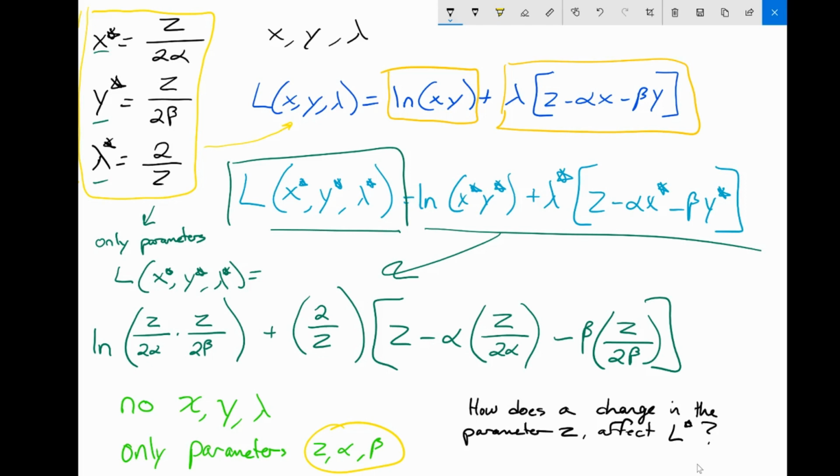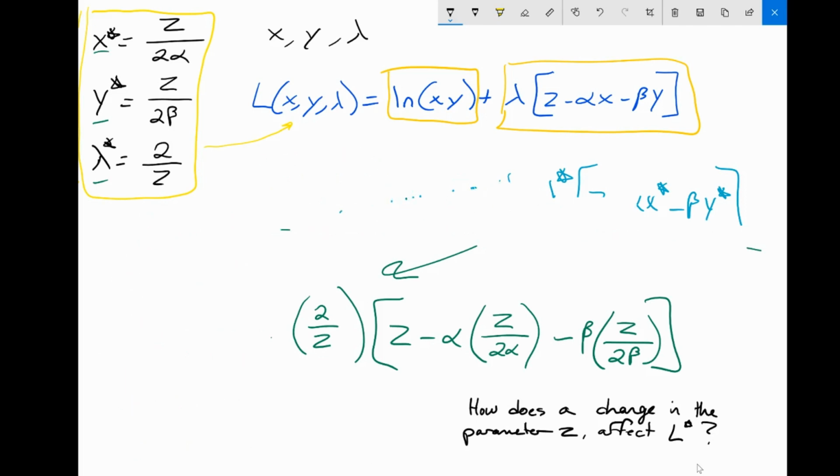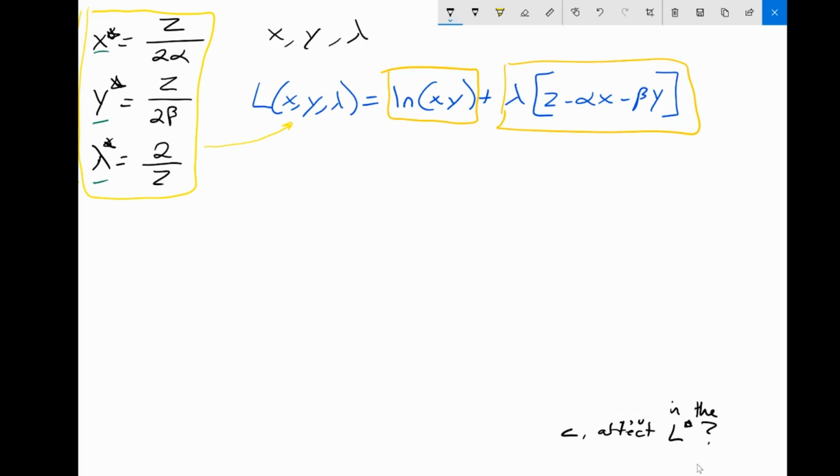All right, well, let's do some erasing and then let's figure it out. I'm going to show you a trick here. We're going to get into something that we call the envelope theorem. Let me erase a little bit here, give us some space. So we want to know, how does a parameter affect L? Here is our function L. It is a function of x star, y star, and lambda star.